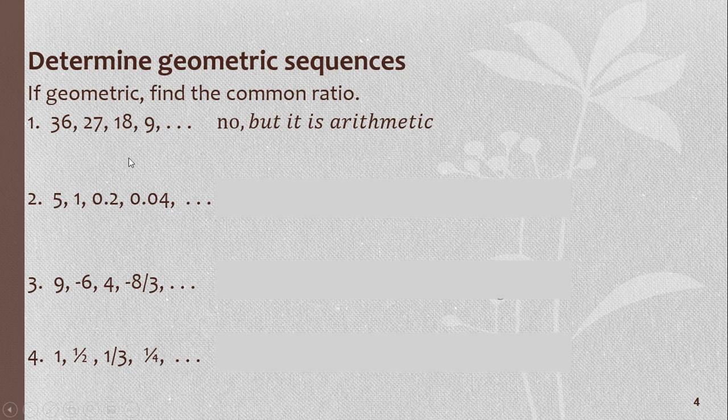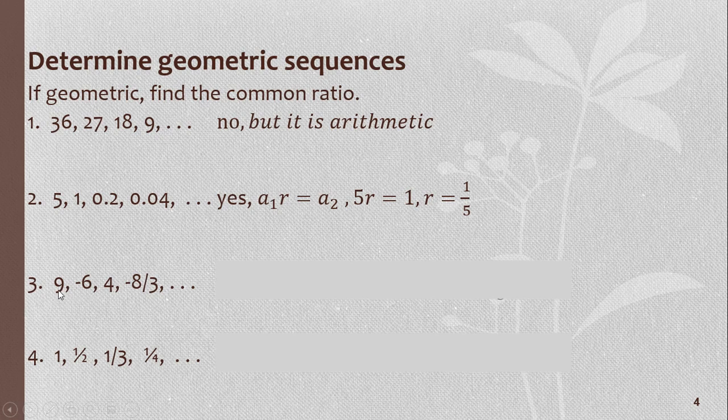Here I've got 5. Well, times 1/5 would give me 1. 1 times 1/5 would give me 0.2. And 0.2 times 1/5 would give me 0.04. So yes, it is a geometric sequence, and I can figure out that the ratio is 1/5. Let's look at the third one here.